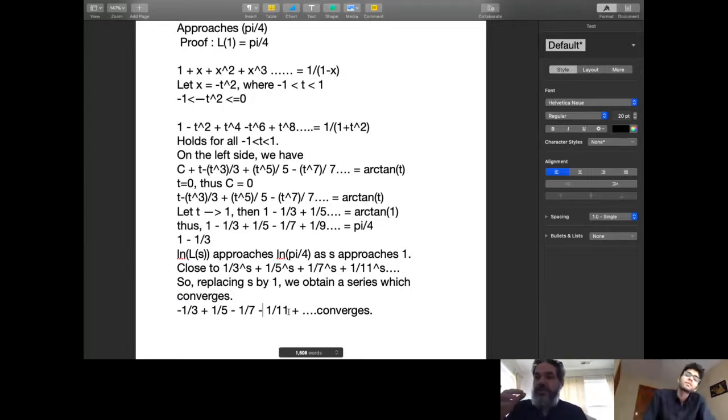Exactly. If the prime number is congruent to 1 mod 4, or it's a multiple of 4 plus 1, it appears with a plus. If it's a multiple of 4 minus 1, it appears with a minus. So yes, you write a few more.